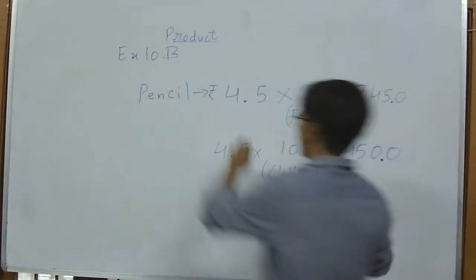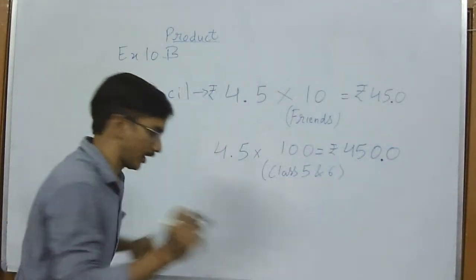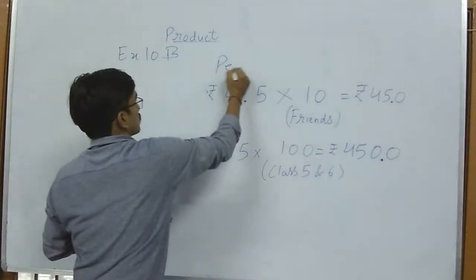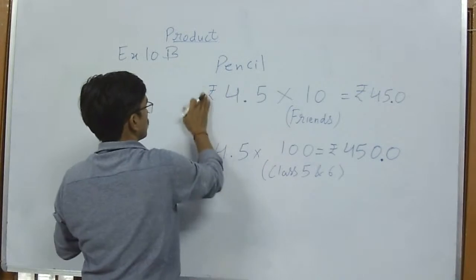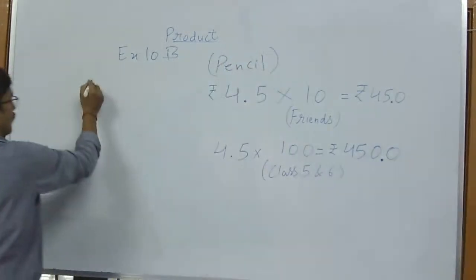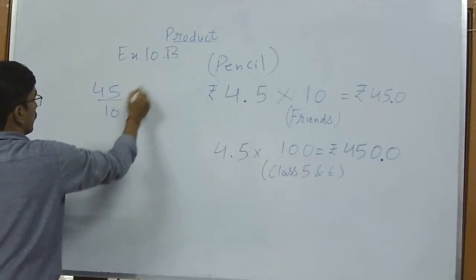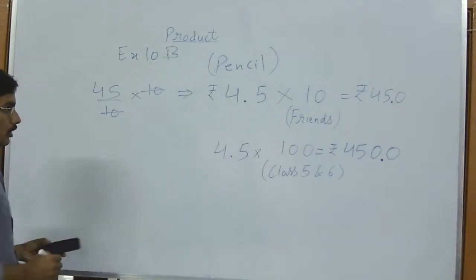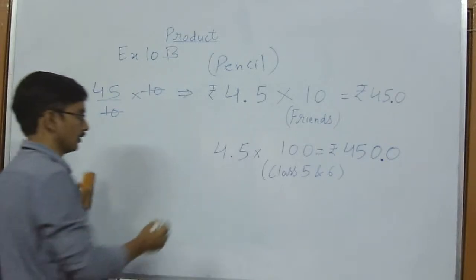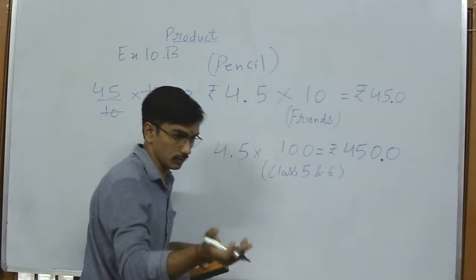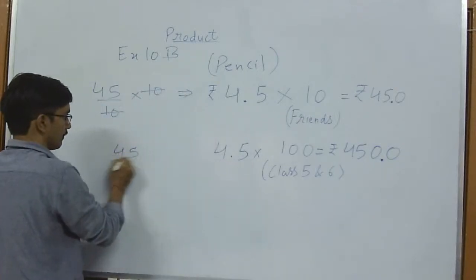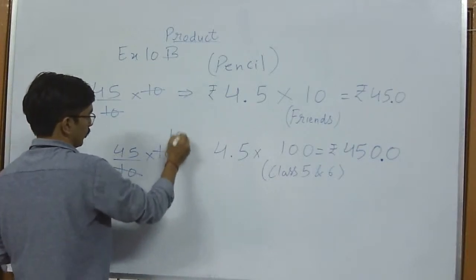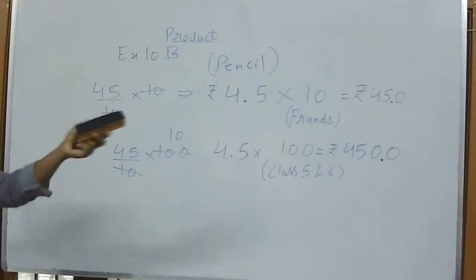Okay students, we are getting it. Like 4.5, you know the fraction form is 45 by 10. And we multiply also by 10, 10 divided by 10 becomes 45. Here 4.5, the fraction form is 45 by 10 only. But now we are multiplying by 100. So if you divide 100 by 10, what will you get? 10. That's why it is 450.